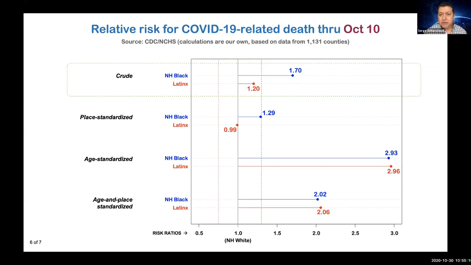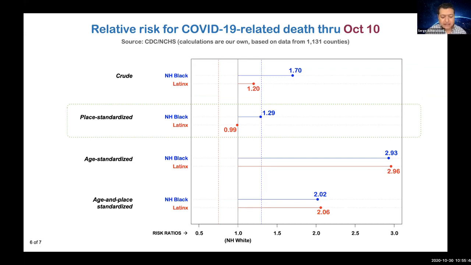Cumulative deaths counted up through October 10th. With no adjustment, Blacks show a risk of dying from COVID that's 70% higher than for whites. And for Hispanics and Latinx, it is an excess mortality that's 20% higher. If you adjust for geographic distribution of the population, excess mortality risk actually vanishes for Hispanics, and it drops by over half for Blacks. And this is a positive thing.